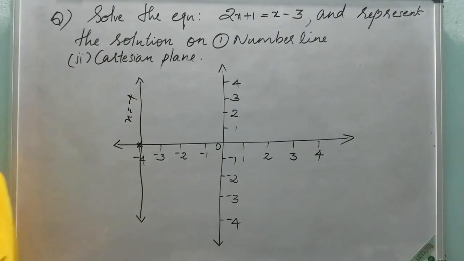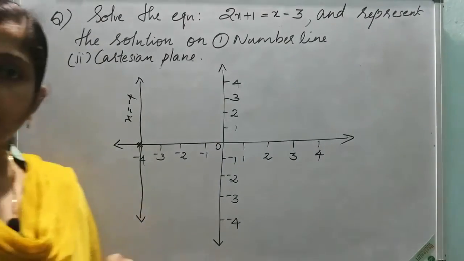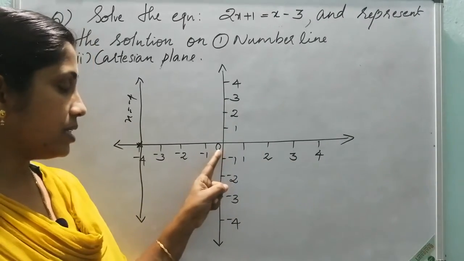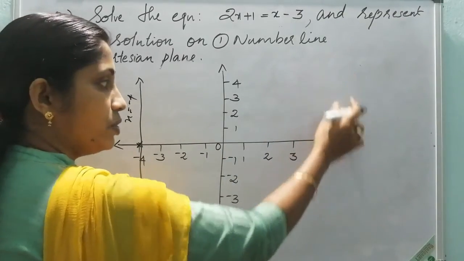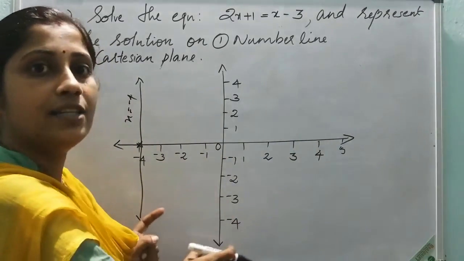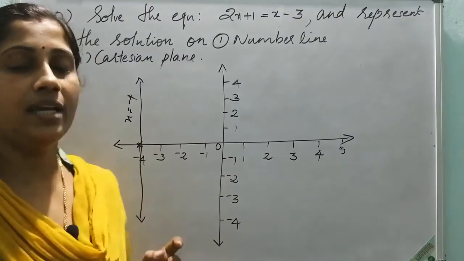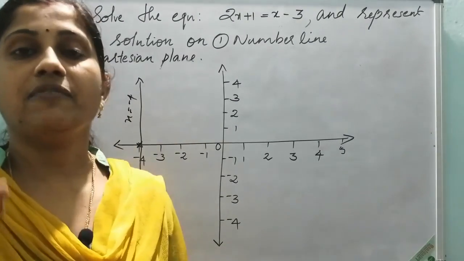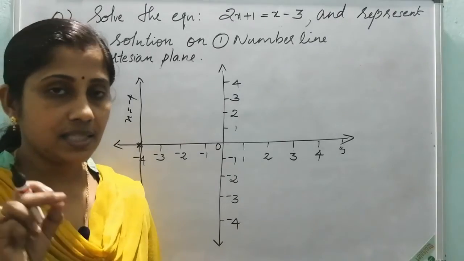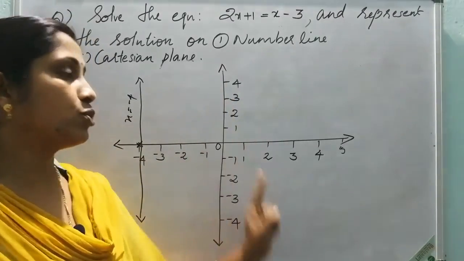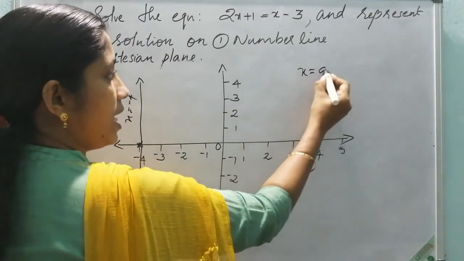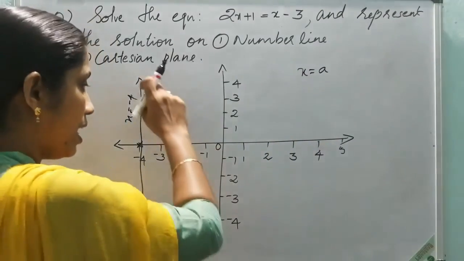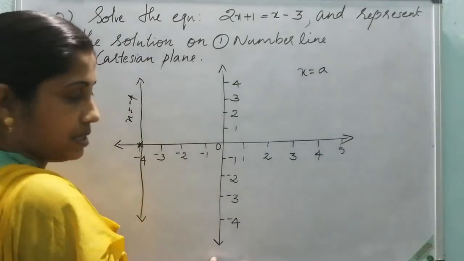If it is x is equal to 5, what will it be? If 5 is here, then we draw a straight line here which is parallel to the y axis. Generally we can say that x is equal to a is a line that is parallel to the y axis.